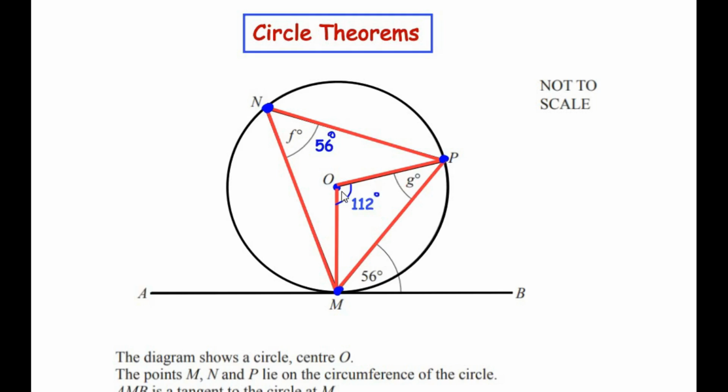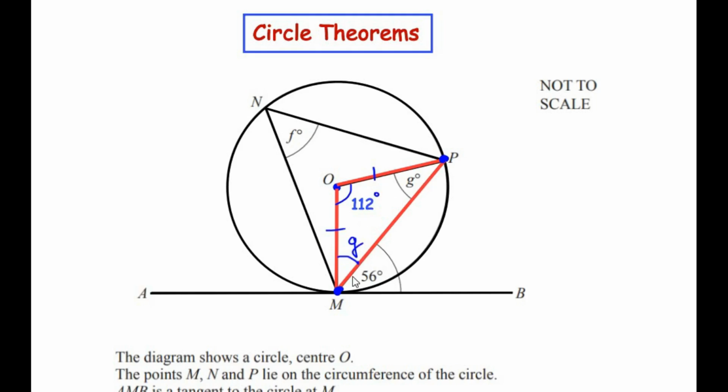So for that, let us now consider the triangle MOP. Let me highlight it. Now this is the triangle MOP, and this is going to be an isosceles triangle because OM and OP are the radii of the circle. And since these two sides are the same, the angles opposite to these two sides are also going to be the same. So angle OMP is also going to be G degrees.